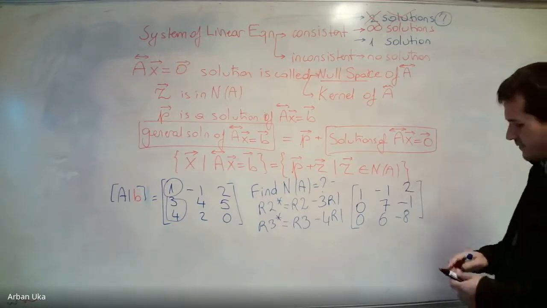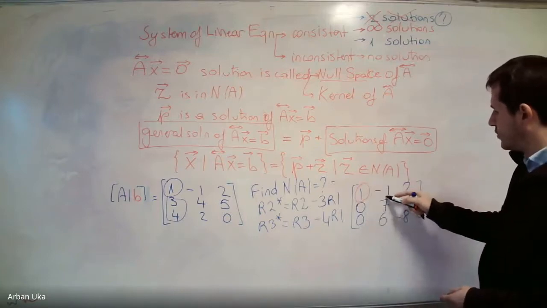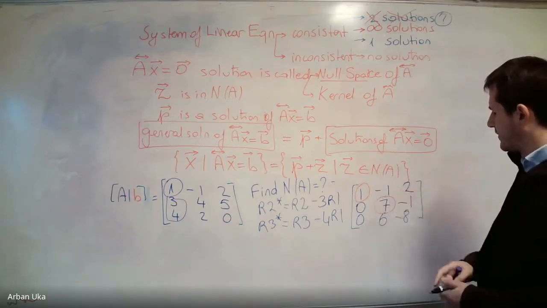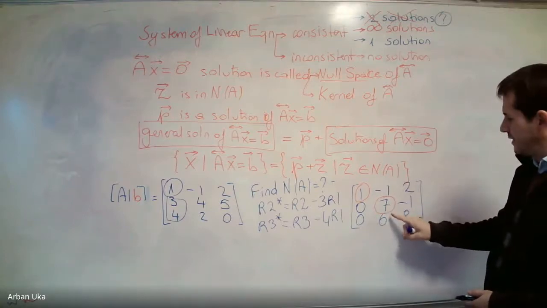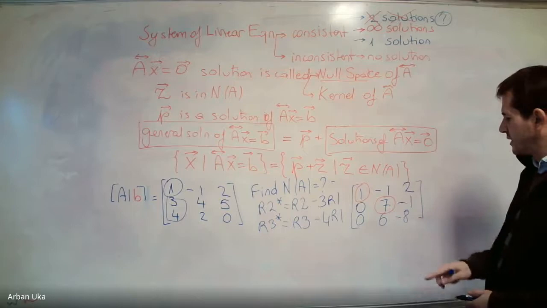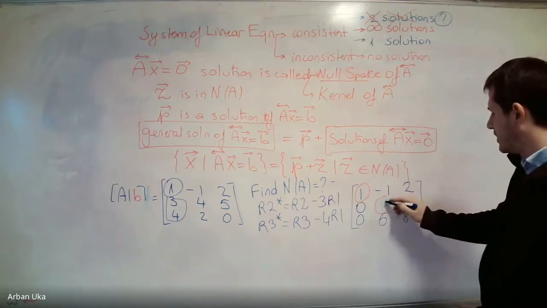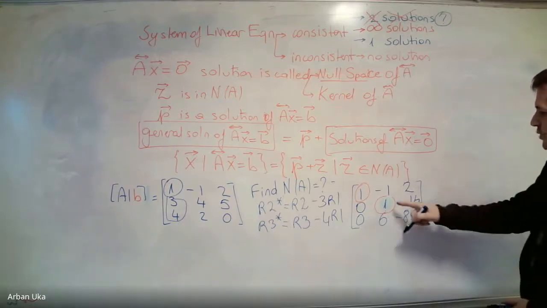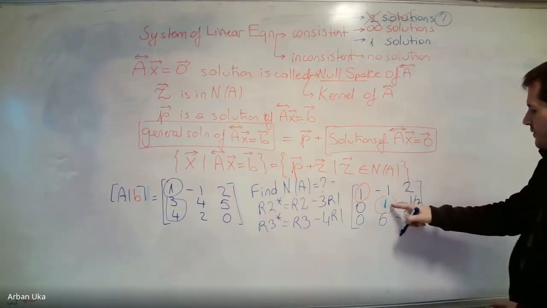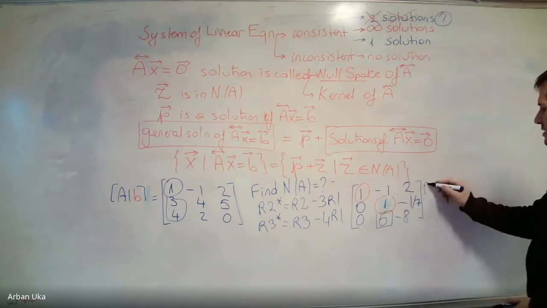The next step, so this is a leading one. We need to make here a leading one. So how can we do this? We divide by 7, okay? We have to divide by 7. So this becomes 1, right? This is -1 over 7. Then what can we do with this one? This is the pivot now. So we need to make the 6 zero. How can we make the 6 zero?